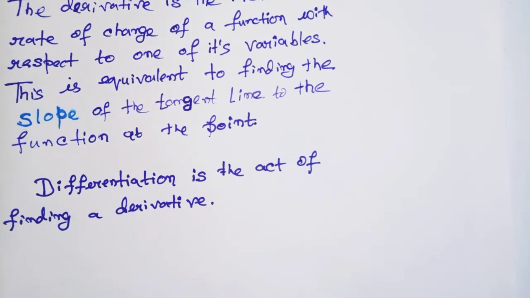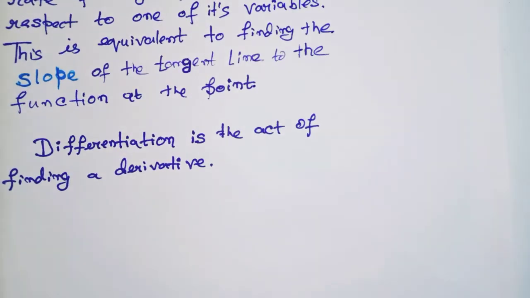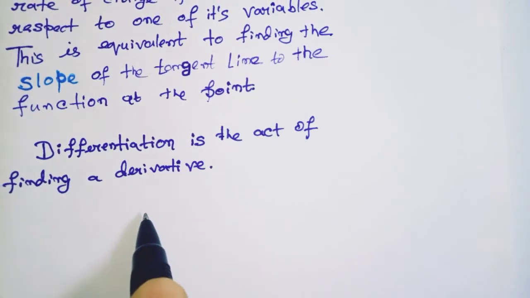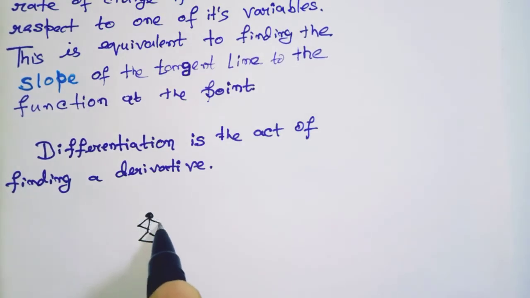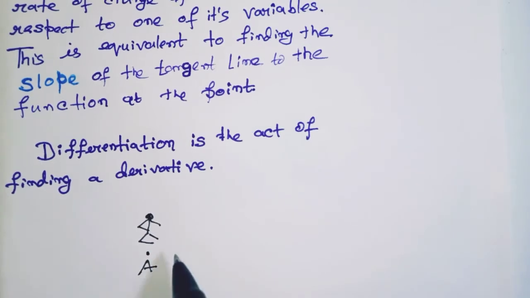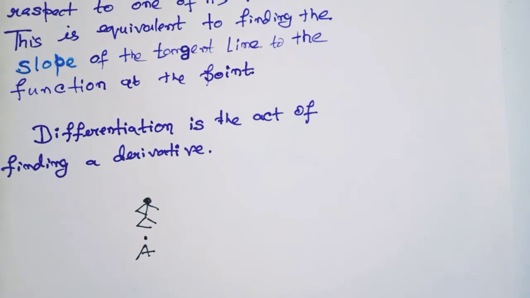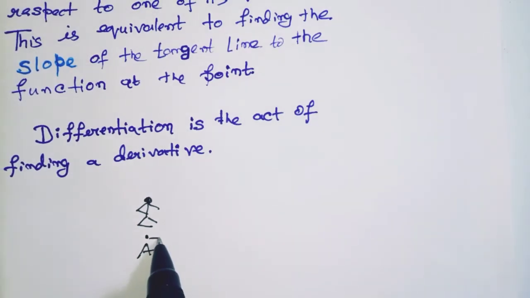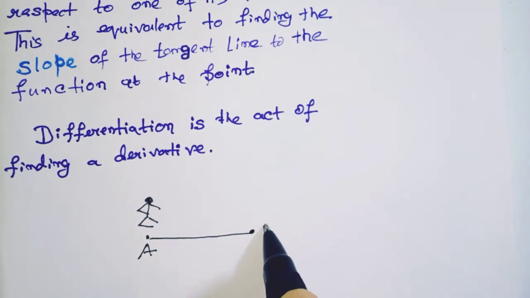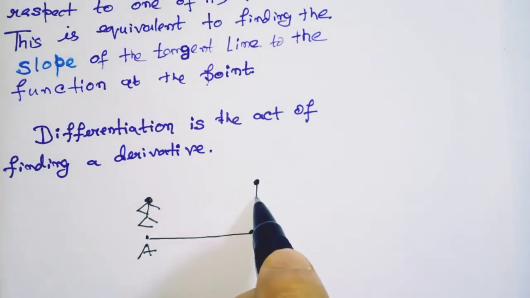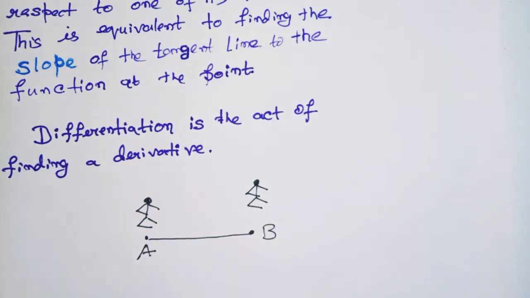Now, going forward from this definition, say, for example, if I draw a figure here, this is a person, and he is standing at, say, point A. And this person is moving, and from here this person moves and arrives at point B. So this same person has moved from point A and has arrived at point B.